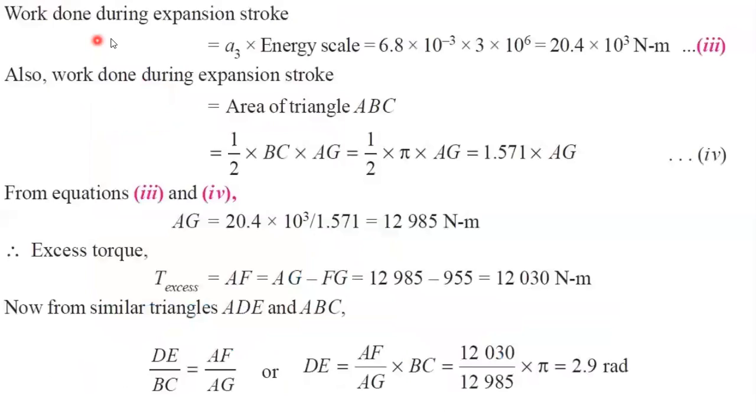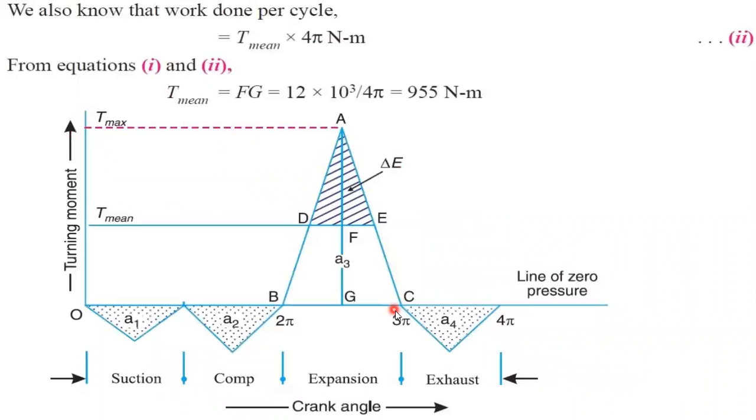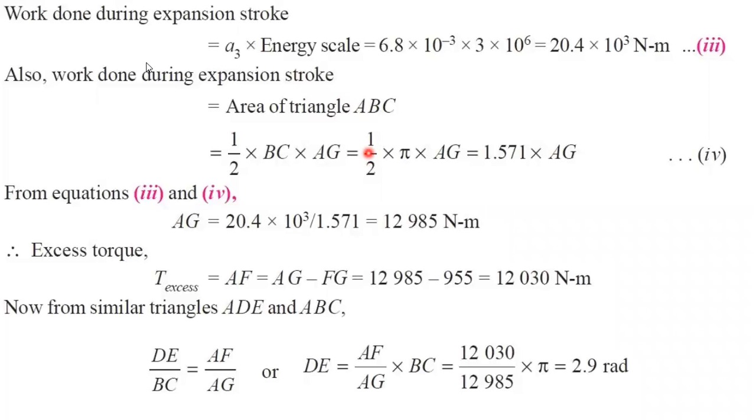Next is work done during expansion stroke, that is A3 into energy scale. A3 value we know and energy scale we know, and we will be getting a value as 20.4 into 10 power 3 Newton meter. So coming back to the diagram, now we're going to see work done for the expansion stroke. So work done for expansion stroke, one equation we'll be getting, and second, work done during expansion stroke.